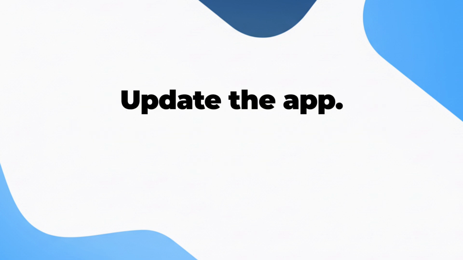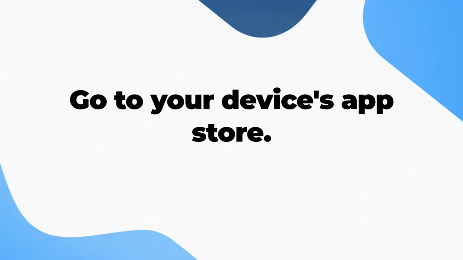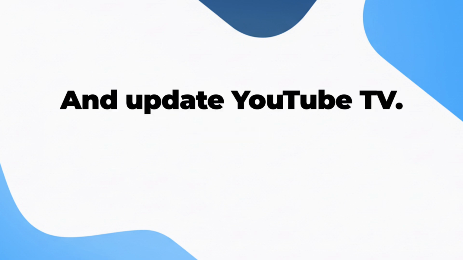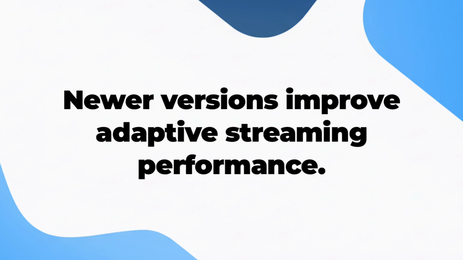Step 4. Update the app. Go to your device's App Store and update YouTube TV. Newer versions improve adaptive streaming performance.